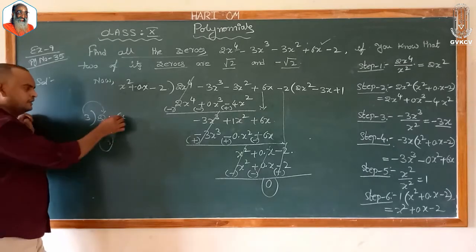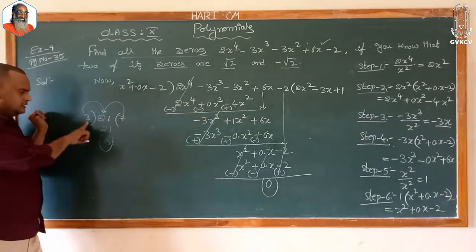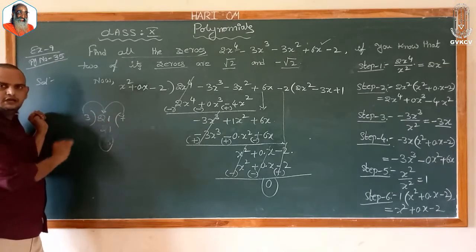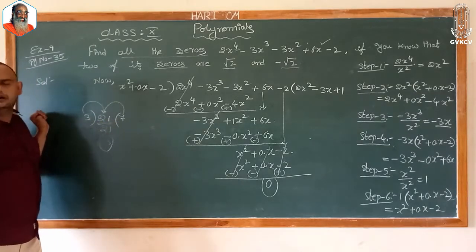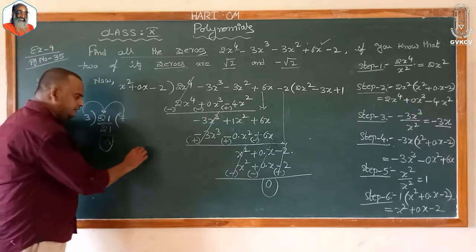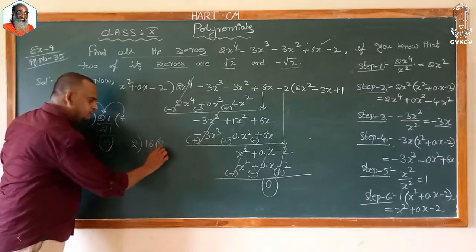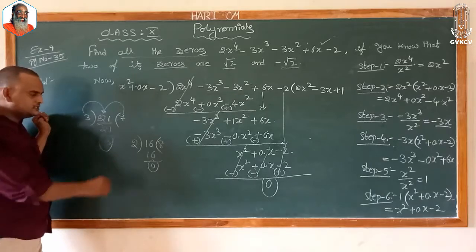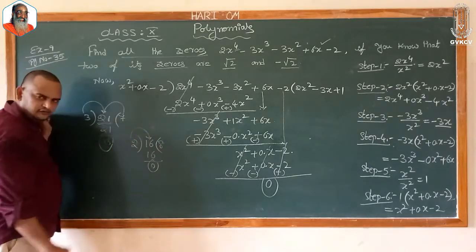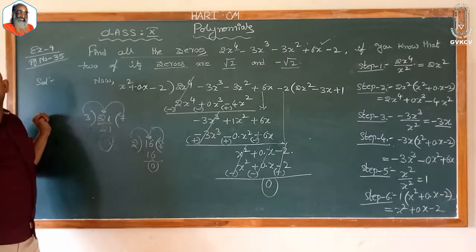At the same time, 7 is also a factor for 21. Am I correct or not? 3 sevens are 21, then 7 threes are also 21. That means 3 and 7 both are factors for 21. Similarly, when we go for 16, let us divide by 2. 2 eights are 16. I have a remainder 0. Now I can say that 2 is a factor for 16, and 8 is also a factor for 16.